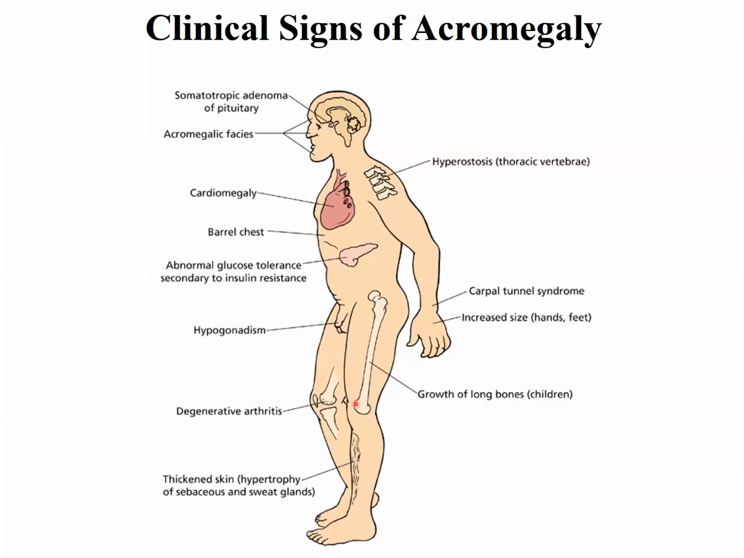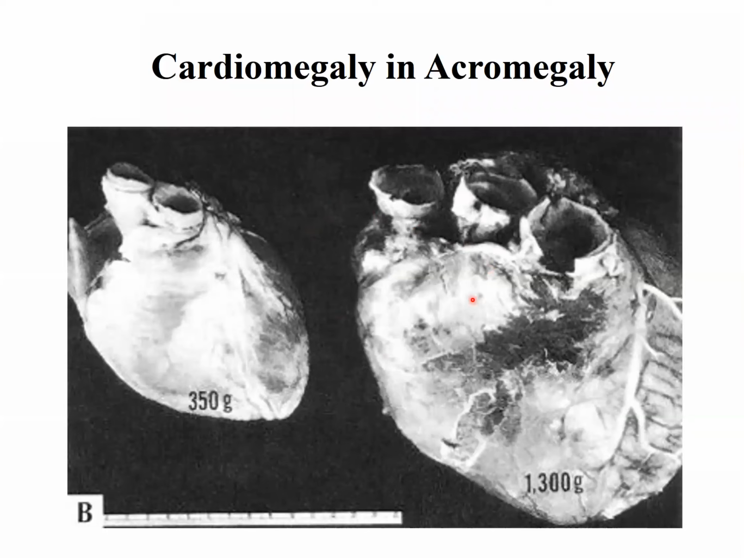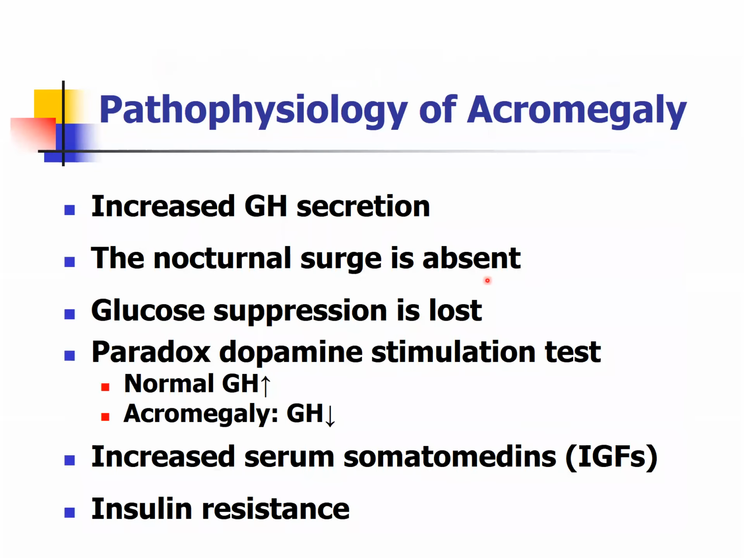Now look at this heart, how big. Normally the heart is around 350 grams and this patient has almost 1.5 kilograms. So for sure, this hypertrophy cannot keep up with the oxygenation. So this patient can have cardiac heart diseases very easily.